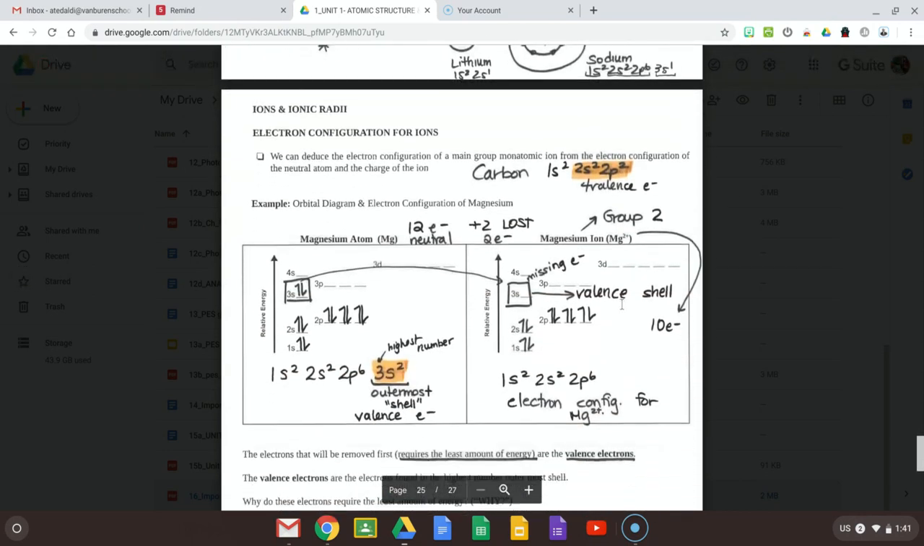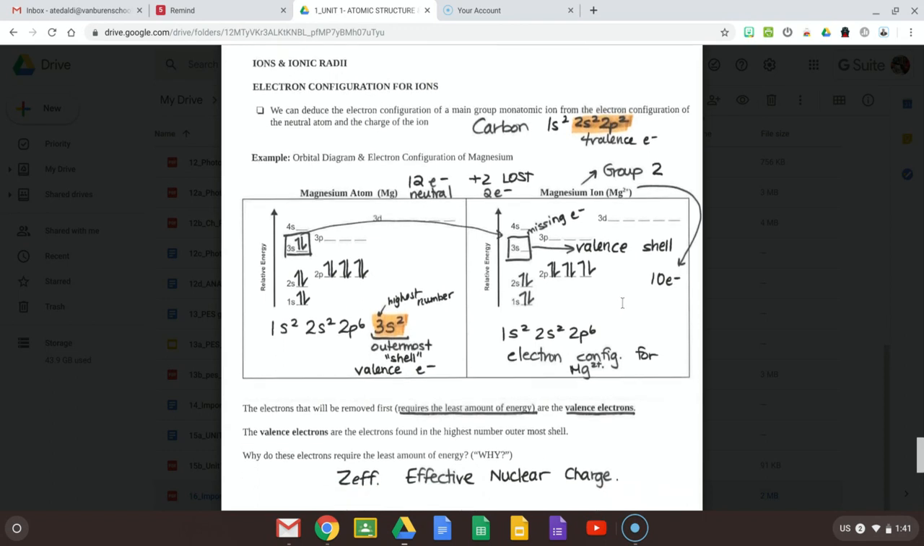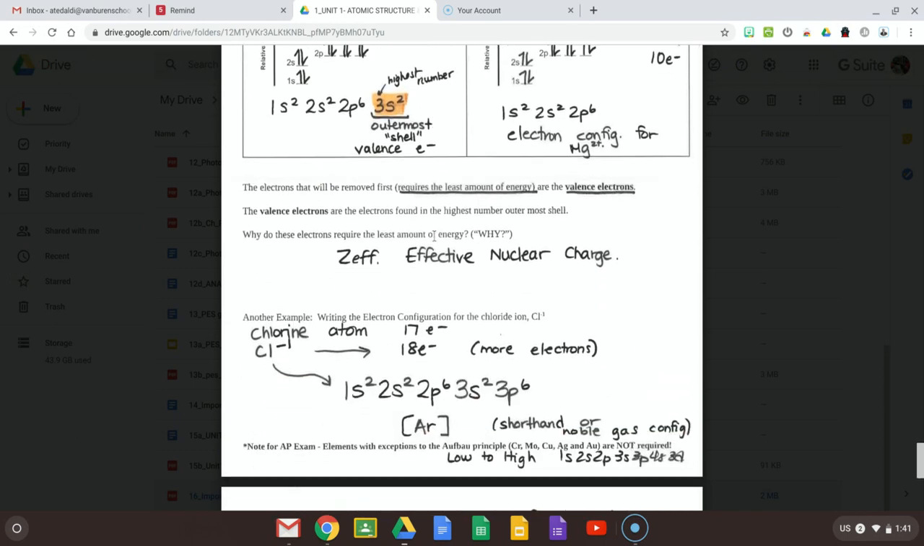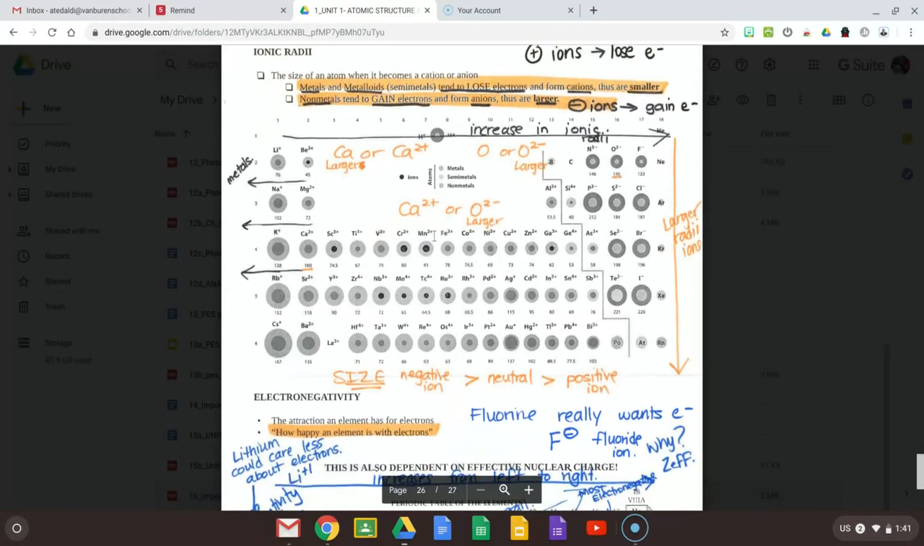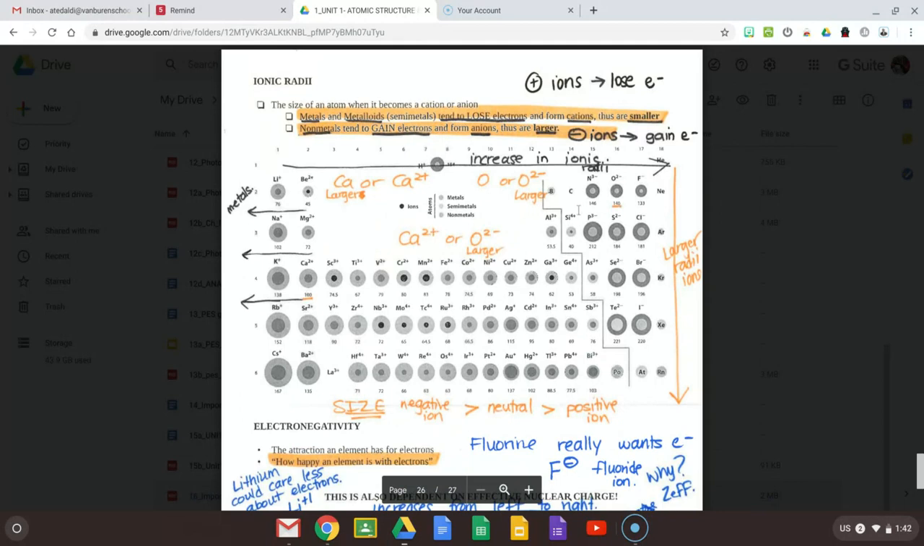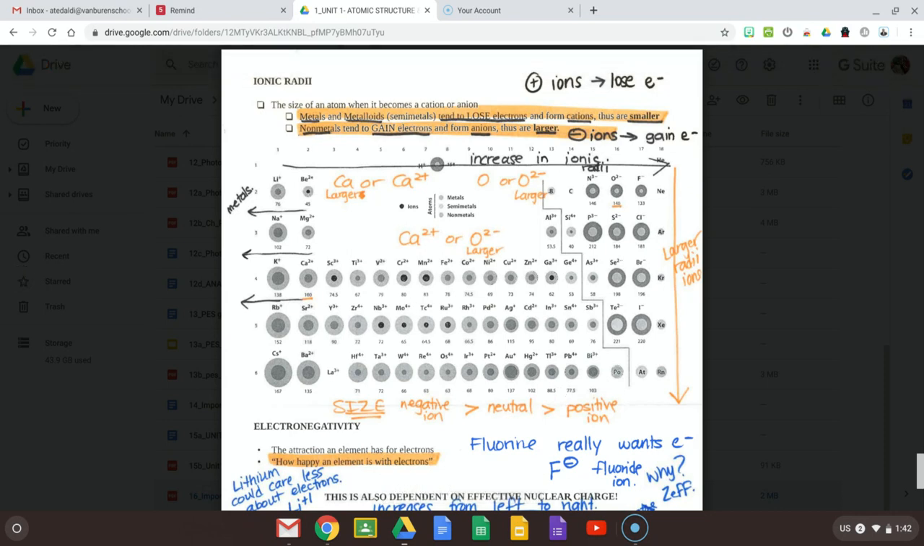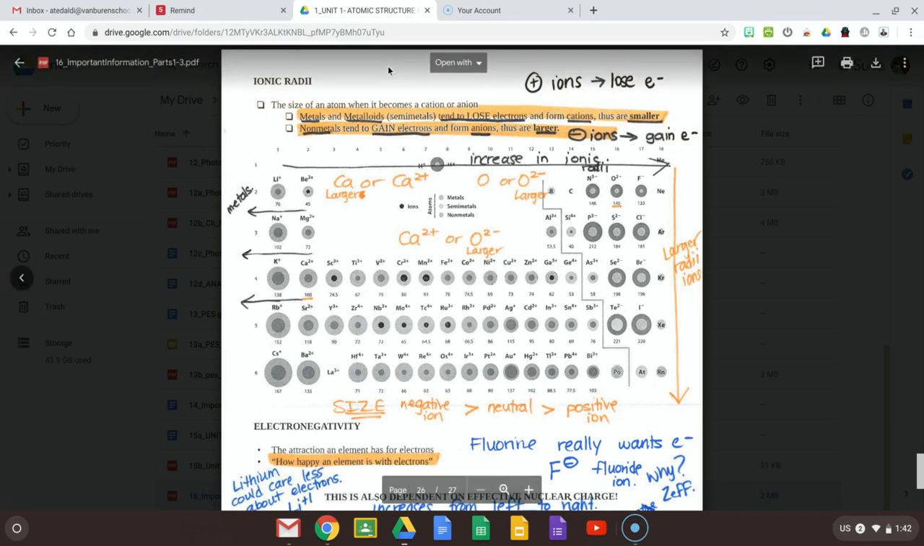Okay? I'm going to skip talking about ions and writing electron configuration for ions, because we talked about that in another set of notes. I want to talk about ionic radii. Same idea, thinking about effective nuclear charge, if I ever wanted to say why. But in general, look at what I have highlighted at the top. Metals and metalloids tend to lose electrons when they form ions. Metals and metalloids are on the left side of the periodic table. When they form an ion, they end up smaller in size than their neutral atom.